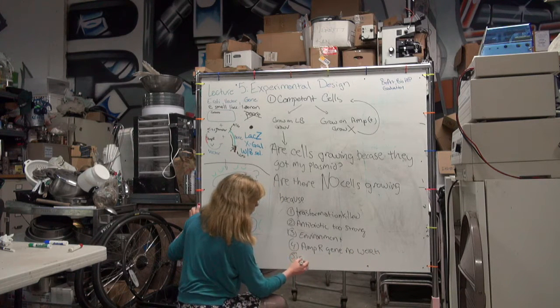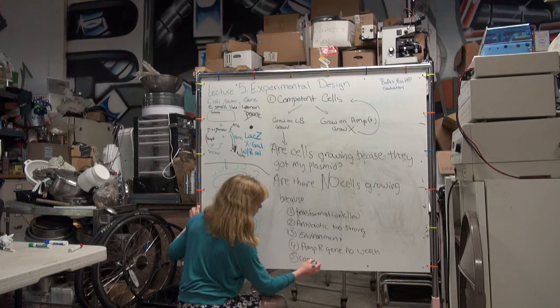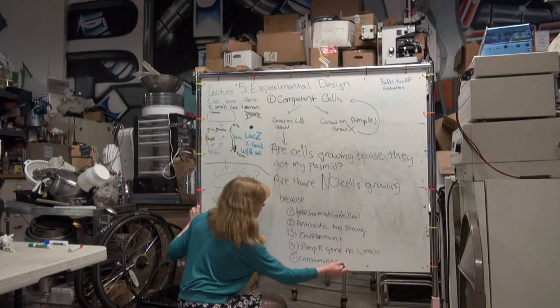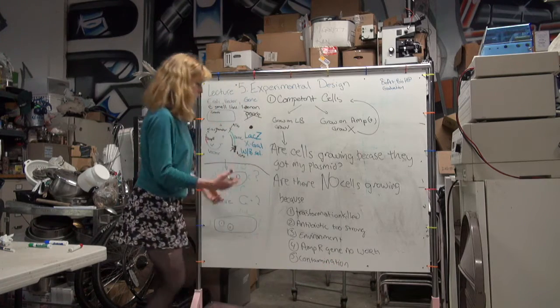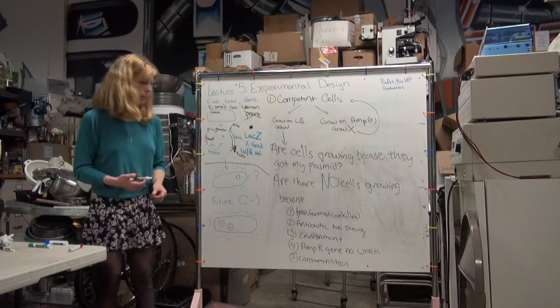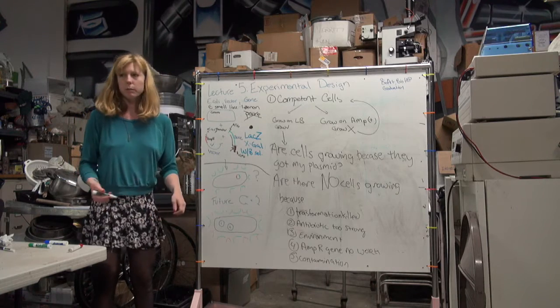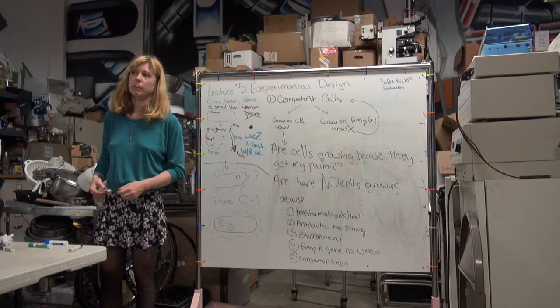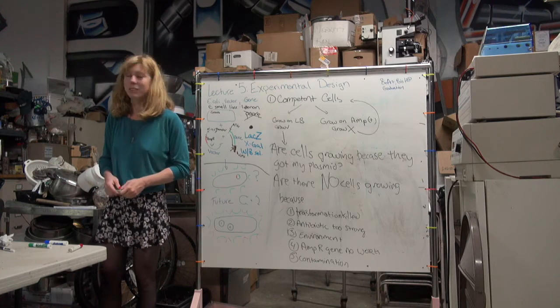Five, contamination. So it's kind of hard with contamination not growing. If it's contamination, hopefully we'll see other things grow. But it could be viral, bacteriophage contamination, and they just kill the cells. You just don't know.